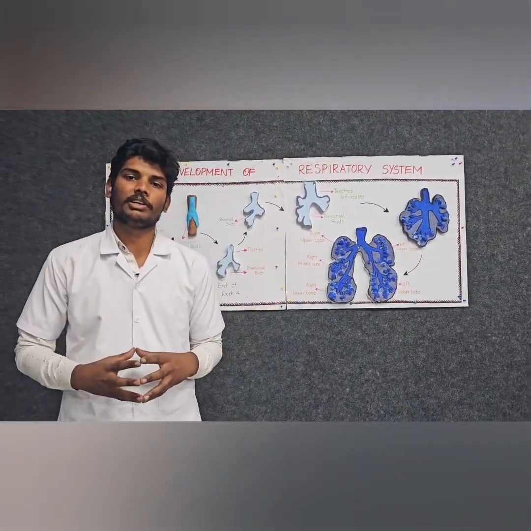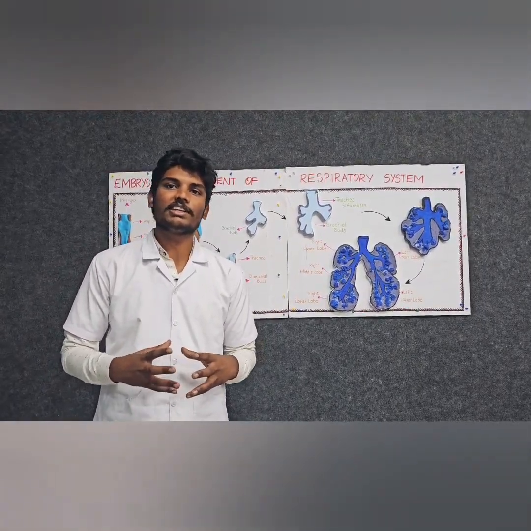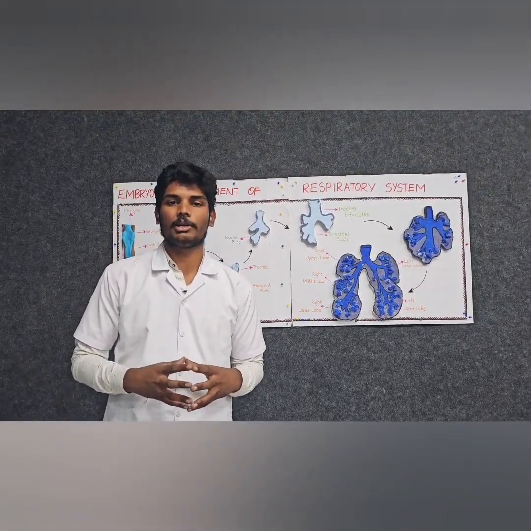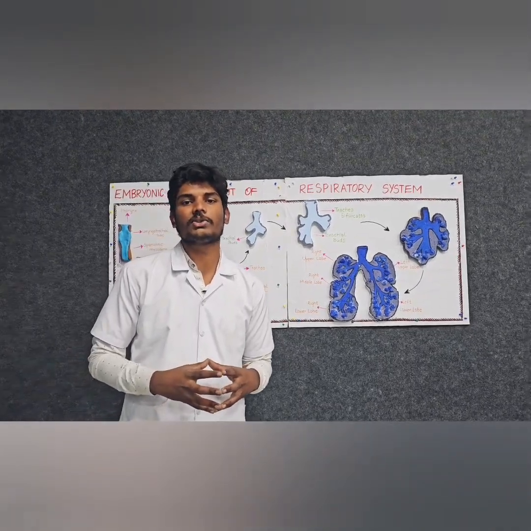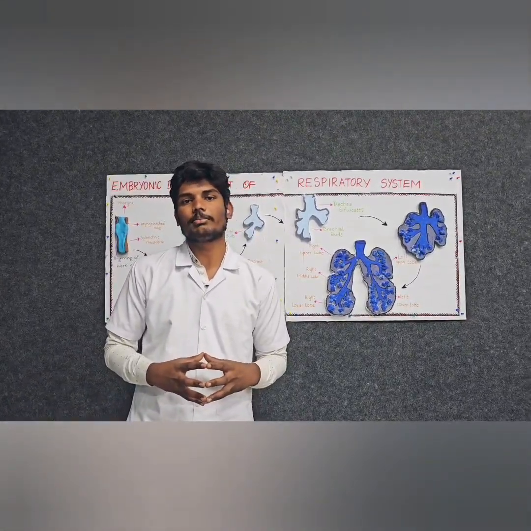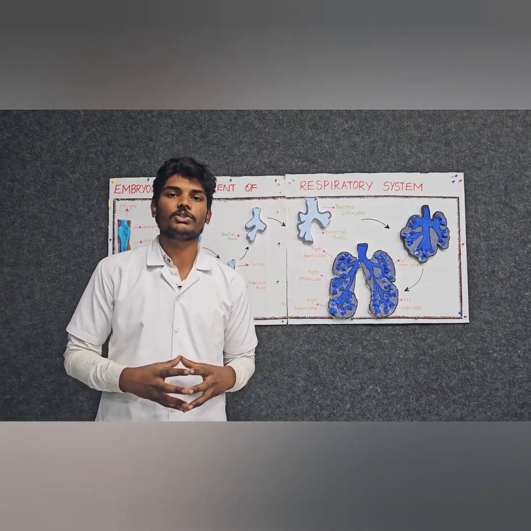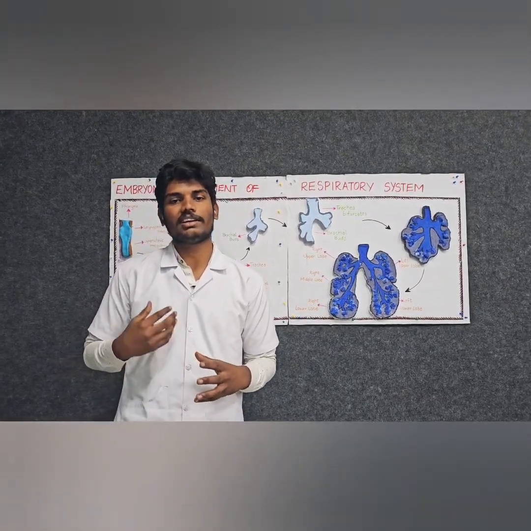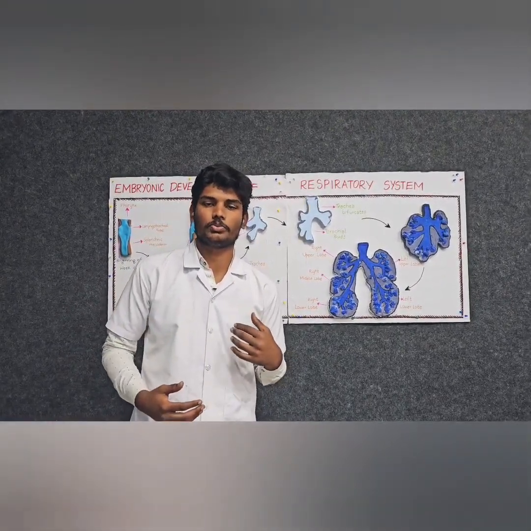Before going to the further topic, let's talk about the respiratory tree. The respiratory tree consists of trachea, primary bronchi, and secondary bronchi. Secondary bronchi are also called lobar bronchi because they supply the lobes of the lungs. Lungs are divided into lobes by fissures. The right lung has 3 lobes and the left lung has 2 lobes.